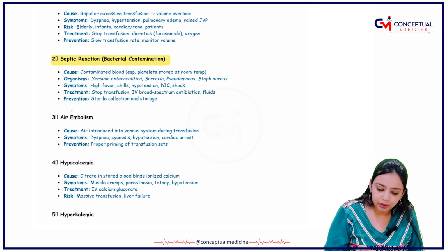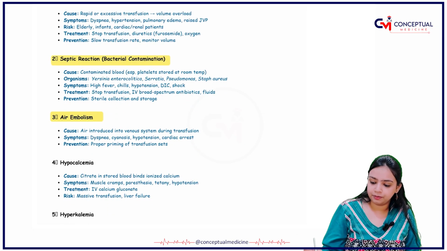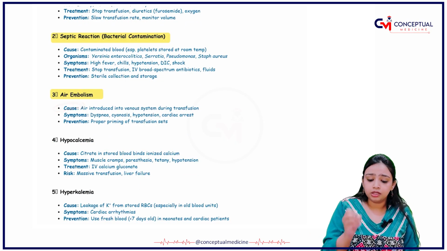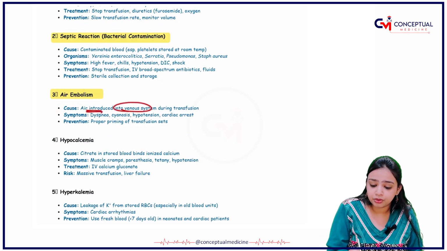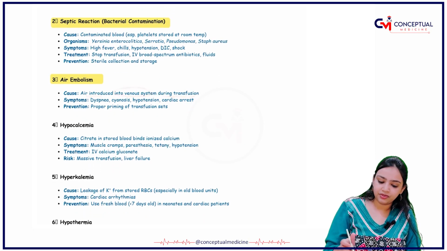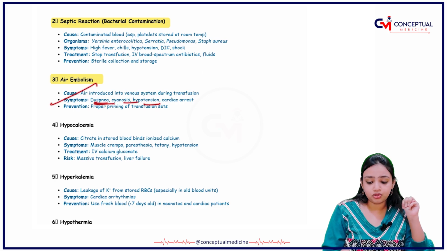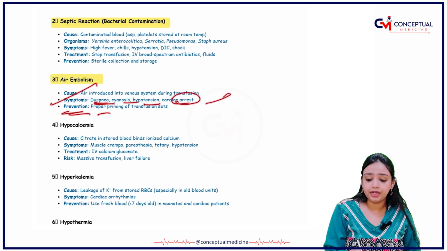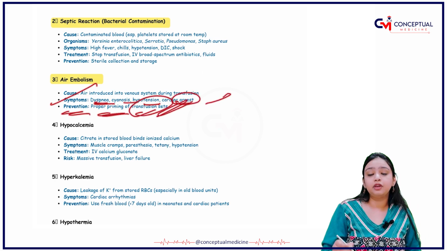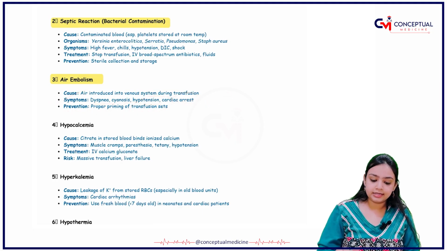Next, coming on to air embolism. Now, what is the cause? The cause is that air is introduced into the venous system during the transfusion. What are the symptoms? Dyspnea, cyanosis, hypotension and cardiac arrest. How will you prevent it? There should be proper priming of transfusion sets.